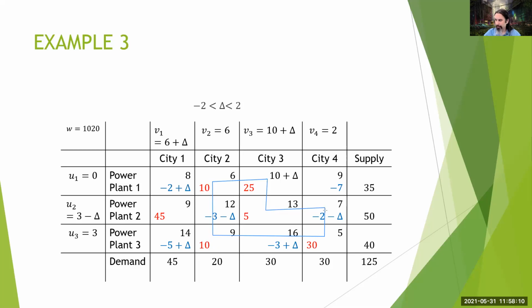So starting from here, I go over here, over here, over here, here, and here. Let's count the number of corners. 1, 2, 3, 4, 5, 6 corners. We are good, even number of corners. So plus theta, minus theta, plus theta, minus theta, plus theta, minus theta. Now, this one is getting more because its cost has gotten smaller, so it can take on more value, which is logical. So this one is the smallest minus theta, which means that the theta is 5.